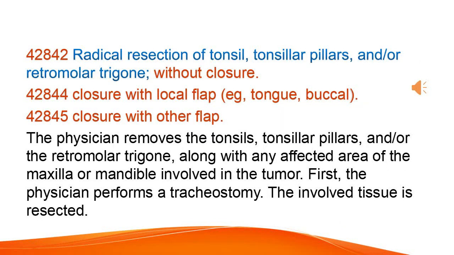Radical resection of tonsil, tonsillar pillars, and/or retromolar trigone, without closure. Closure with local flap, e.g., tongue, buccal. Closure with other flap. The physician removes the tonsils, tonsillar pillars, and/or the retromolar trigone, along with any affected area of the maxilla or mandible involved in the tumor.